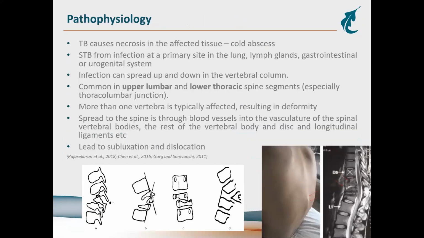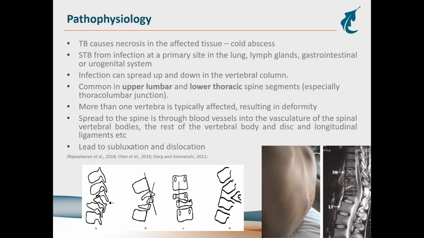So, the pathophysiology. TB causes necrosis of the affected tissue through granular inflammation via lymphocytes, resulting in a cold abscess formation. Spinal tuberculosis is always secondary from a primary site, usually in the lungs, the lymph glands, the gastrointestinal or the urogenital system in adults. However, in children and adolescents, the disc is most of the time the primary origin because it is more vascularized than in adults.